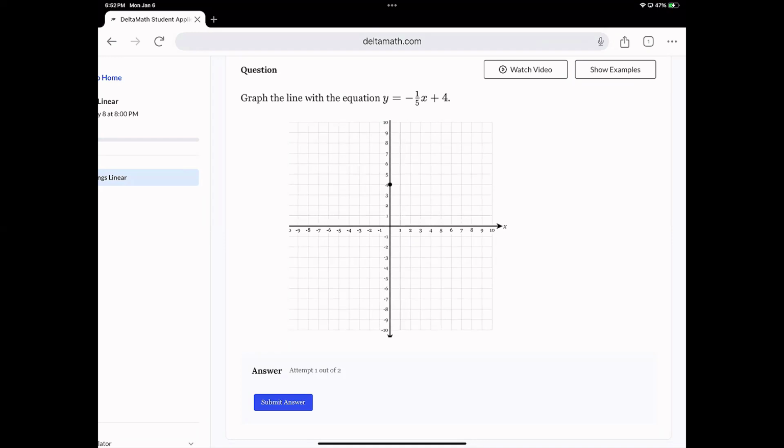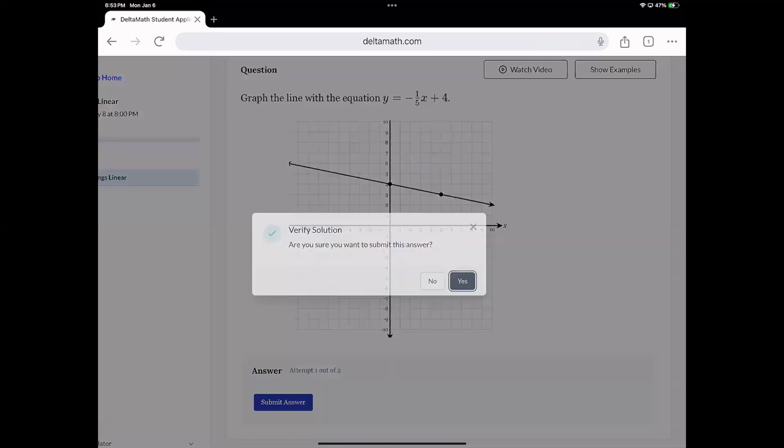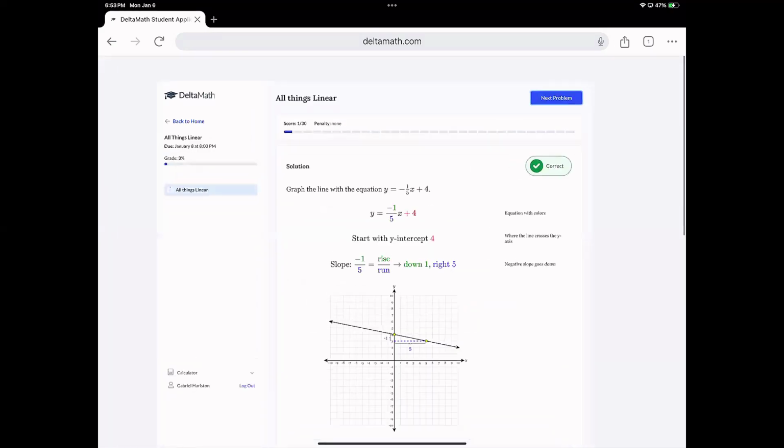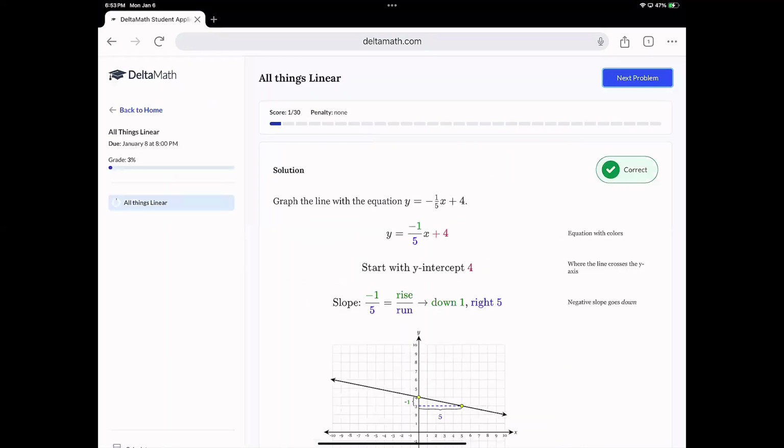So we're going to go down 1 and 5 to the right. And so we're going to wind up here. And so basically that's the slope. Now, if you need to check it, again, you're going down 1 and then you go over 5, and that's what the slope of negative 1/5 is. So I would just submit this, and it said nice.